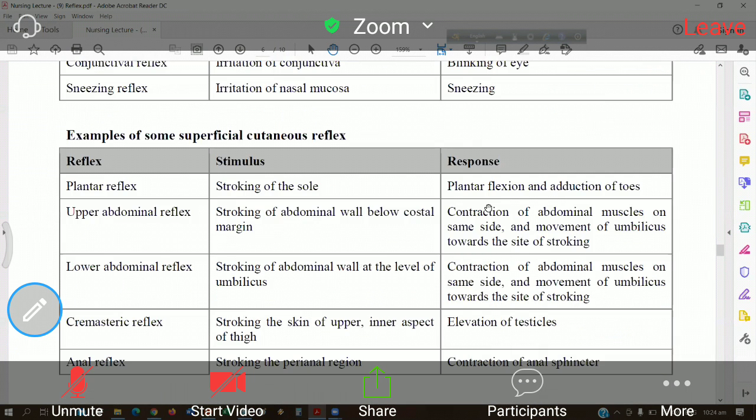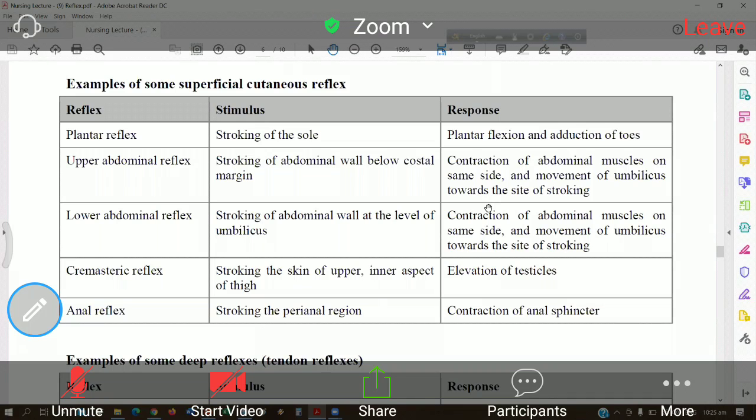Examples of superficial cutaneous reflexes. Cutaneous reflexes are those where the receptors are located in the skin and subcutaneous tissues. These include plantar reflex, upper and lower abdominal reflexes, cremasteric reflex, and arm reflex. Plantar reflex occurs when the sole of the foot is scratched or stroked. The normal response is plantar flexion and adduction of the toes.